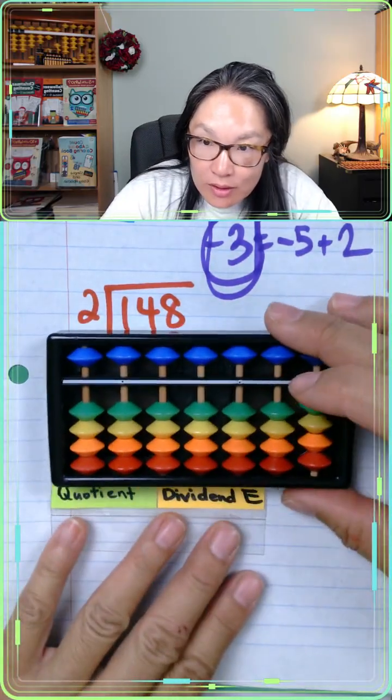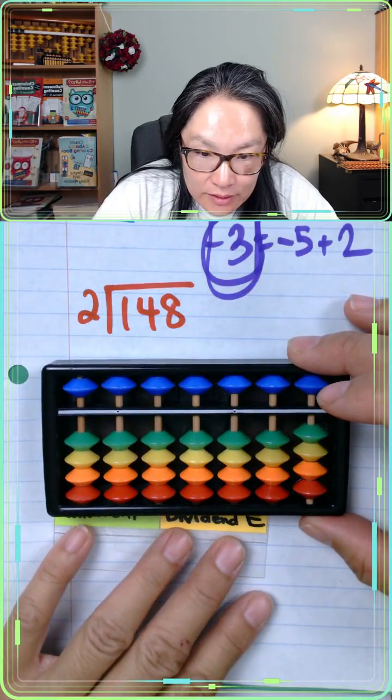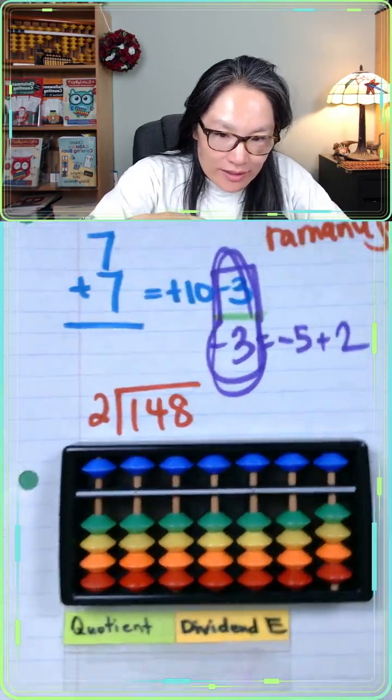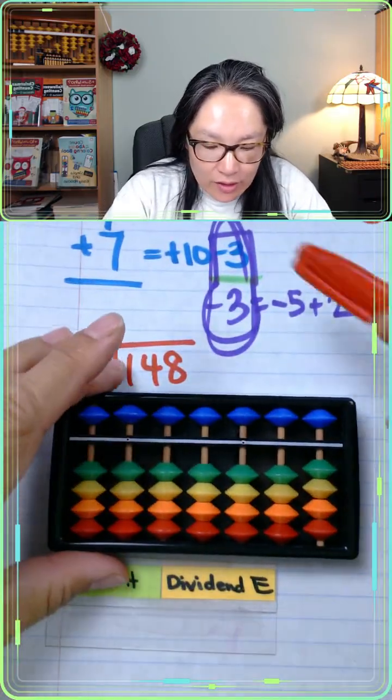Okay, remember our dividend. Do you remember how to do it? We have to find our place value.